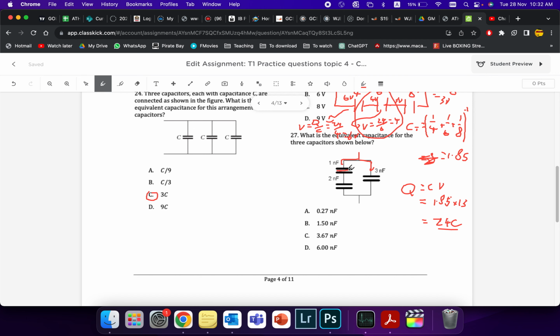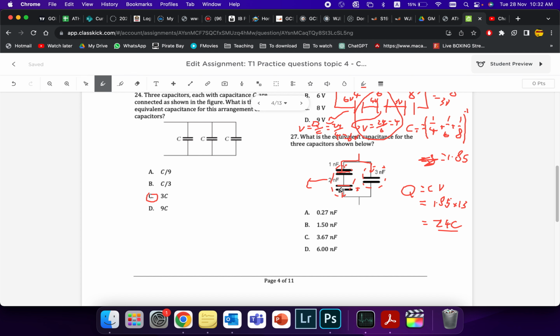So let me find the equivalent in this branch first. Once I find this total equivalent, then I can add it with this. There's only 1 on that side. So let's quickly find the left side. This is in series, so I will just do the rule C equals 1 over 2 plus 1 over 1, to the power of minus 1, plus 3. That's a short way of getting the answer. If you did that correctly, hopefully you would get the answer of 3.67. And I'm going to stop there.